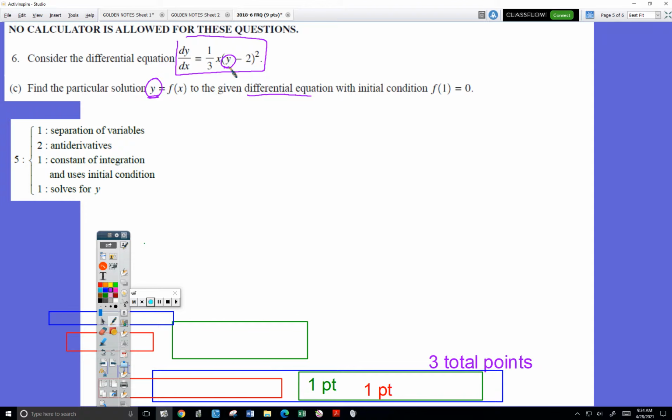So, dy dx, 1/3 x, y minus 2 squared. So separating, we get this. 1 all over y minus 2 squared dy is equal to 1/3 x dx. If we get that far, they give us 1 point.